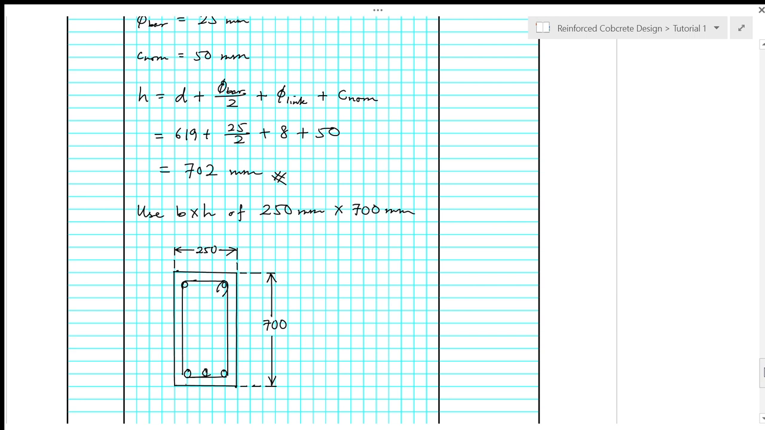For the design, please carry out the design with the MEd given as 375 kNm and calculate the required steel reinforcement as well as the provided steel reinforcement as your own exercise.